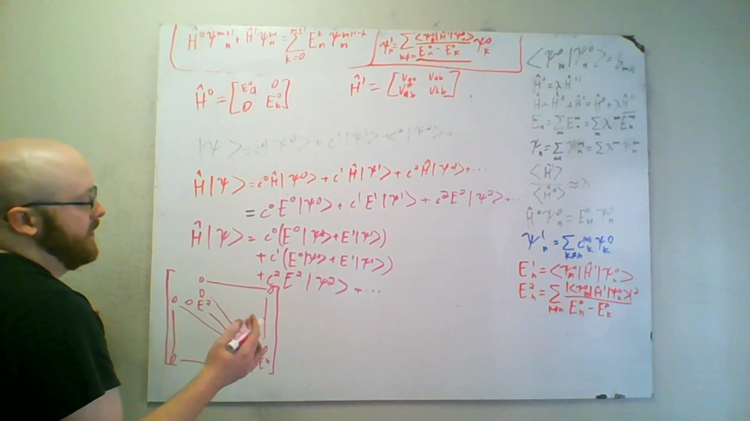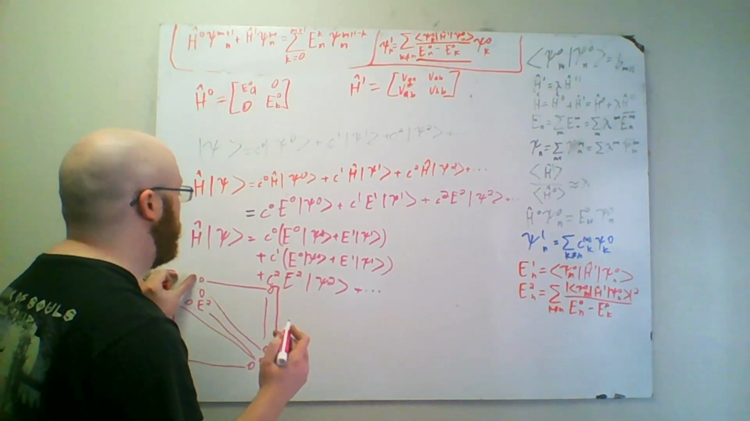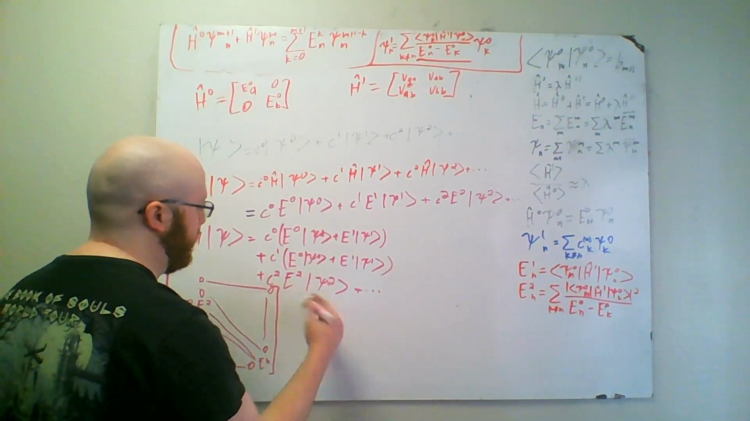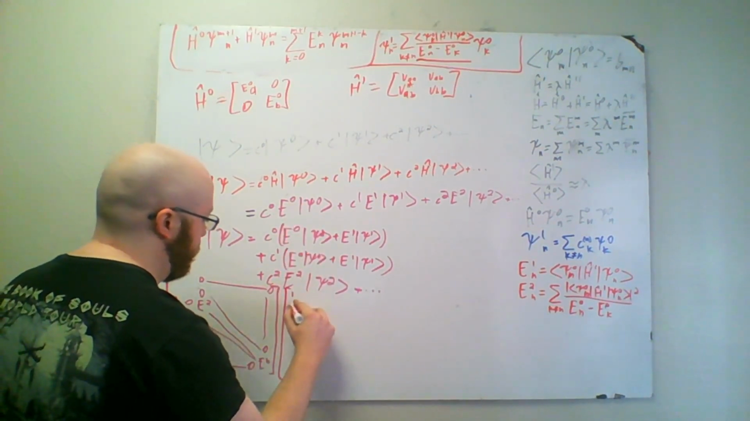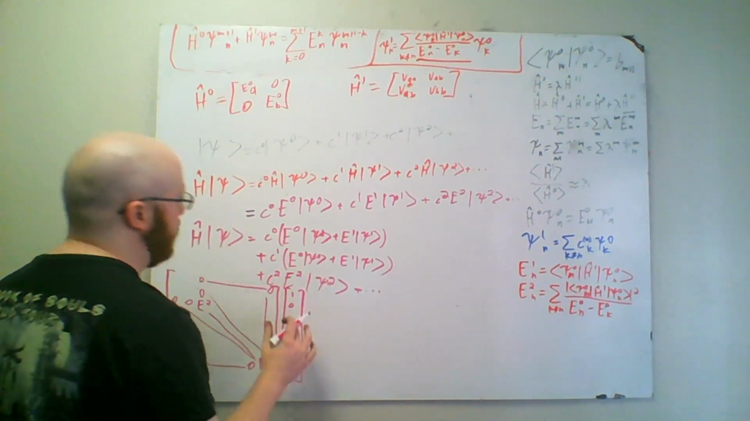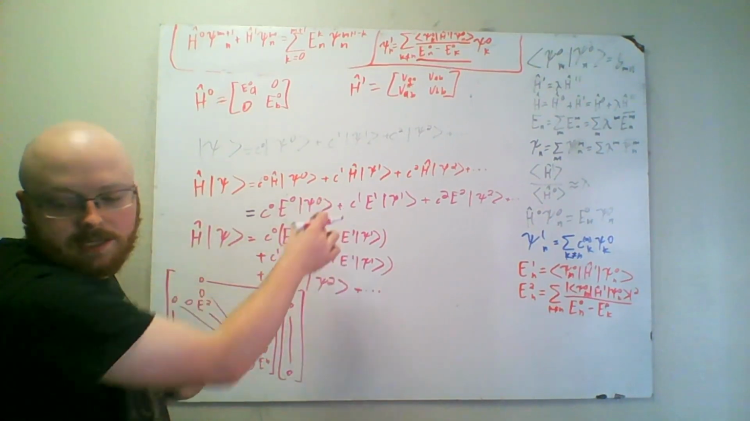So let's just say I multiply by E1, right? And I'm going to say that. So we're going to keep the convention that 1. So this would be if it was entirely pointing in the psi 0 direction.